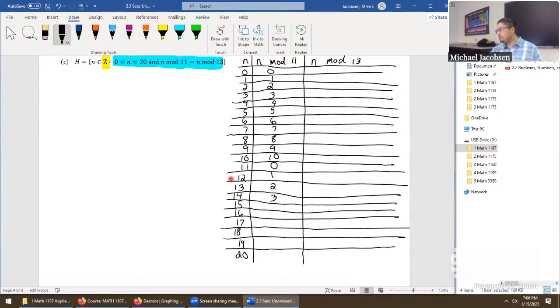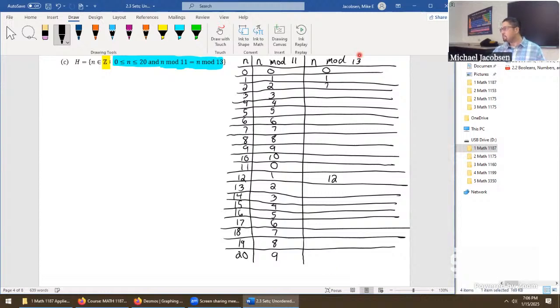1, 2, 3, 4, 5, 6, 7, 8, 9. Let's double check. 11 goes into 20 once. Yeah, remainder 9. That sounds about right. Same exact process over here. The only difference is we'll go from 0 all the way down to 12, where we get 12. So this repeats from 0 up to 12, and then goes 0 up to 12 again.